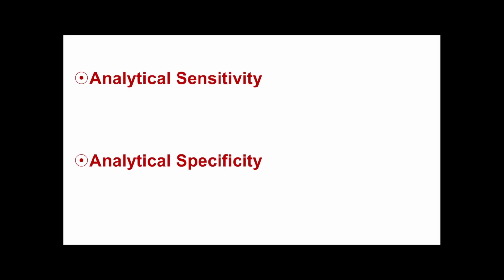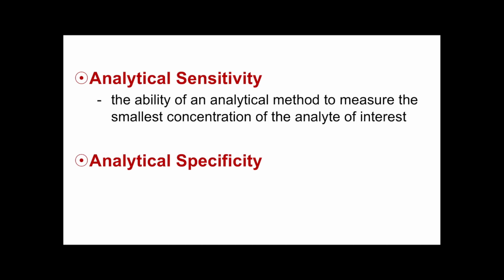Let's differentiate analytical sensitivity and analytical specificity. First, analytical sensitivity refers to the ability of an analytical method to measure the smallest concentration of the analyte of interest. So first, what are analytes? When we say analytes, these are substances that we detect or measure in the laboratory. So let's say you want to measure glucose or proteins, uric acid, creatinine, and vitamins or drugs. Those substances, we refer to them as analytes.